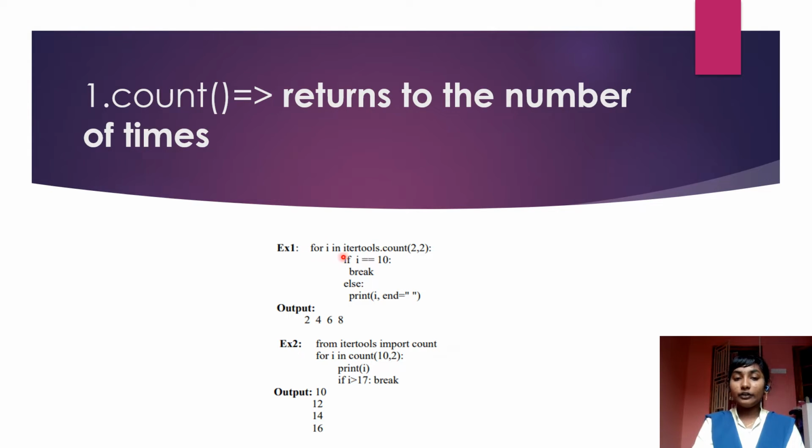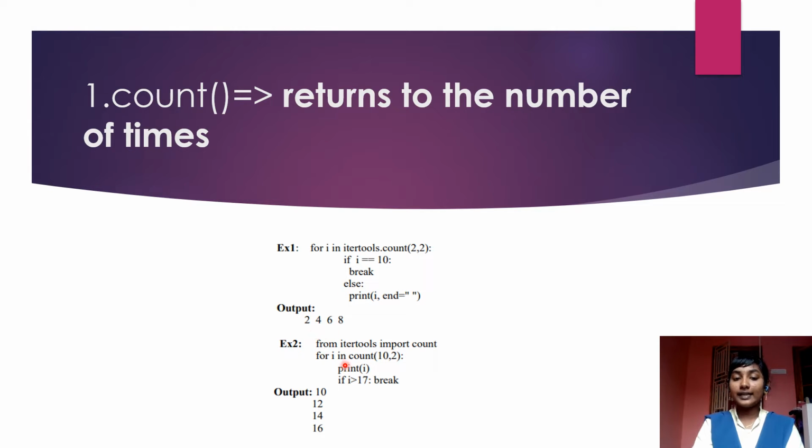Here, we consider a for loop and the syntax of count: itertools.count. In count, we write the starting point and the step. Now, if i equals 10, then break; else, print i. Here, the output will be 2, then 2 plus 2 is 4, 4 plus 2 is 6, 6 plus 2 is 8, and 8 plus 2 gets 10. Then in the if statement, if i equals 10, break is there, no? So it will break and it will not print 10. So here is the output.